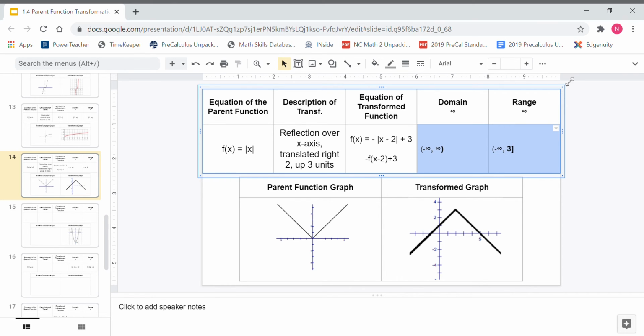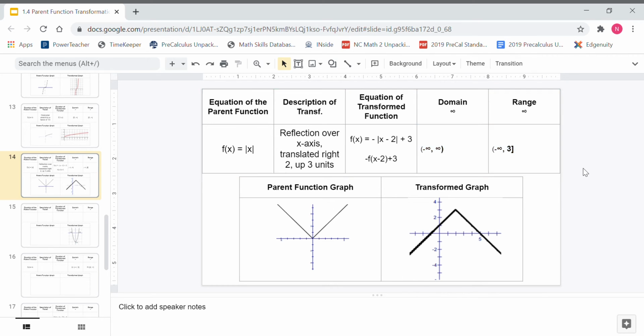And so the domain and range is really the trickiest part, to be completely honest, in my opinion. And so just be really careful with that. Domain and range, domain is left to right, range is bottom to top.